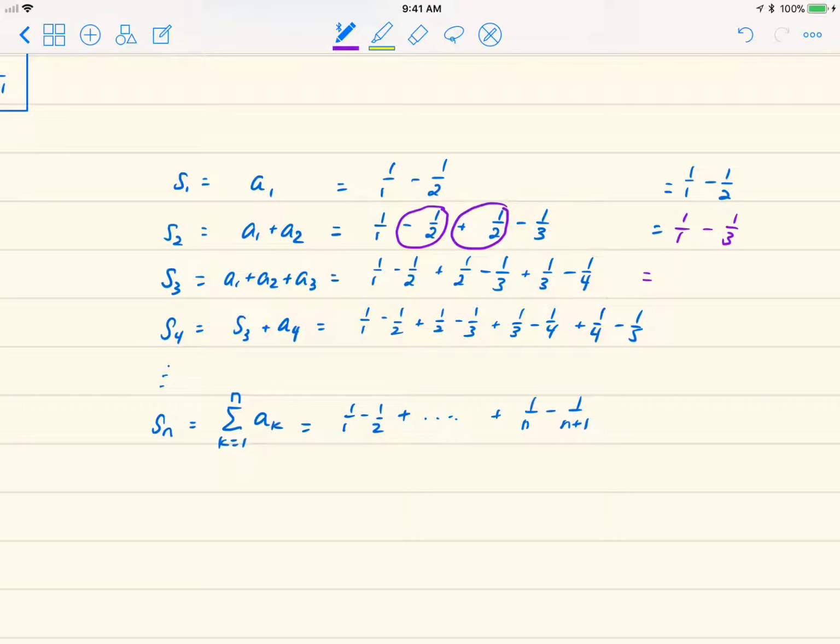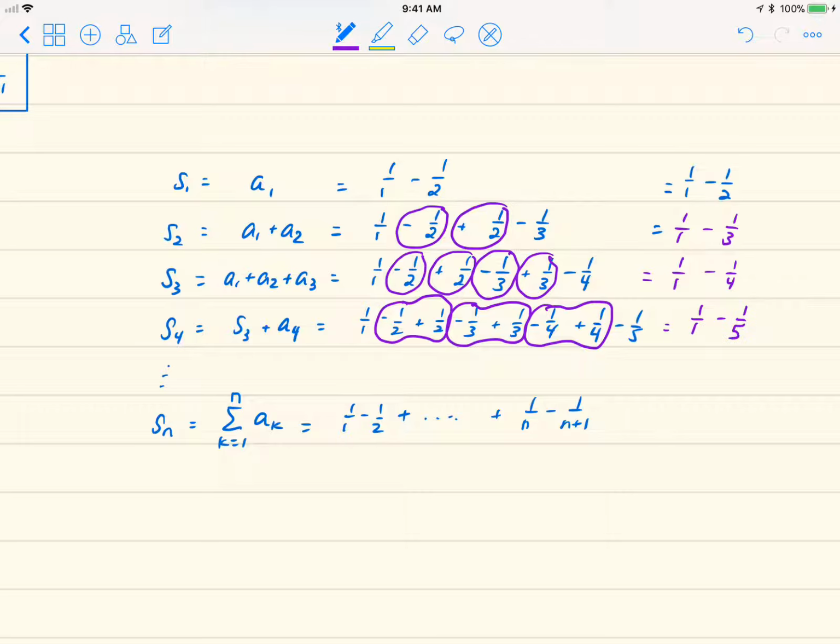The same thing is going to happen for S3. Minus 1/2 is going to cancel out with plus 1/2. Minus 1/3 is going to cancel out with plus 1/3. So we're left with 1 over 1 minus 1 over 4. Same thing is going to happen with S4. These middle terms, or these inner terms, are going to cancel out, and we'll have 1 over 1 minus 1 over 5. Now, it's time to guess a pattern.